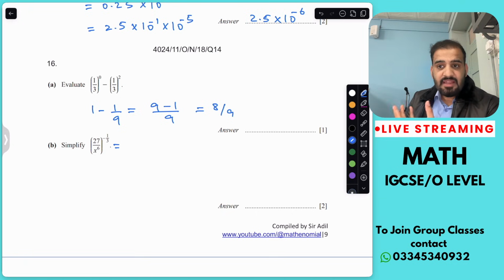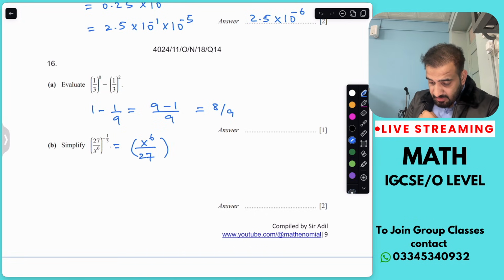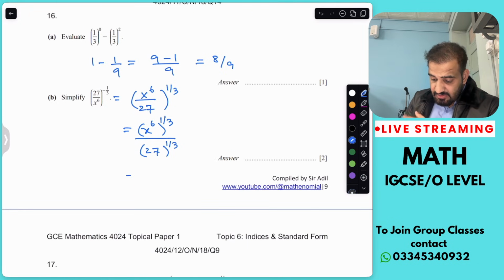So 27 over x raised to power 6 with negative power. Turn this fraction into x6 over 27 with a positive power. So it will become x6 whole power 1 over 3, over 27 whole power 1 over 3. So x6 over 3 is x2. 27 cube root is 3 cube, and then power 1 over 3, 3 will be cancelled out. So you will get x square over 3.